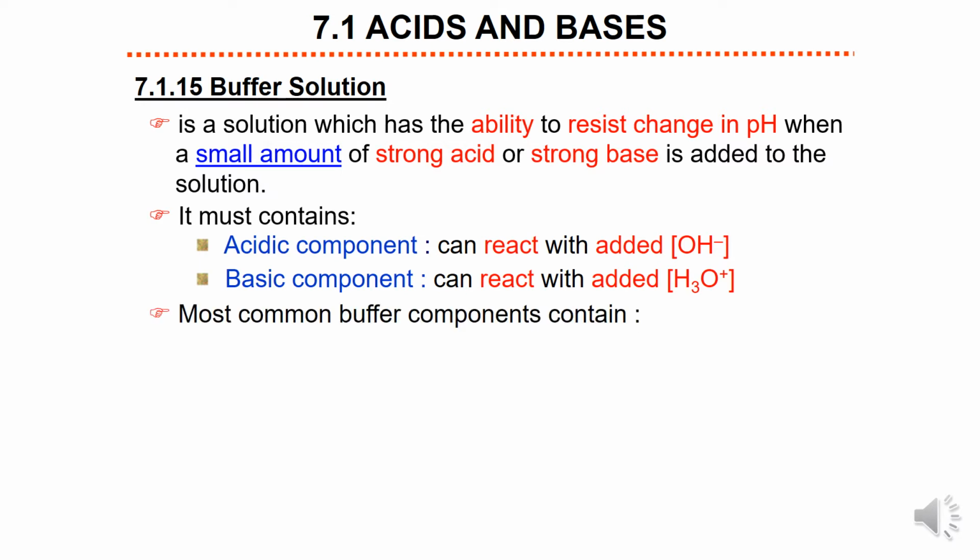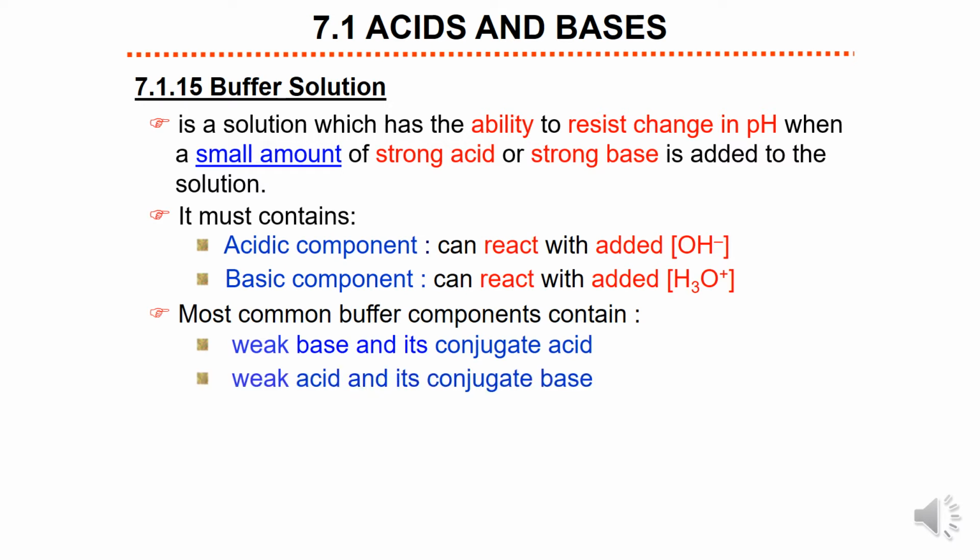The most common buffer components contain a weak base and its conjugate acid. The conjugate acid comes from a salt. Or a weak acid and its conjugate base. The conjugate base comes from a salt.